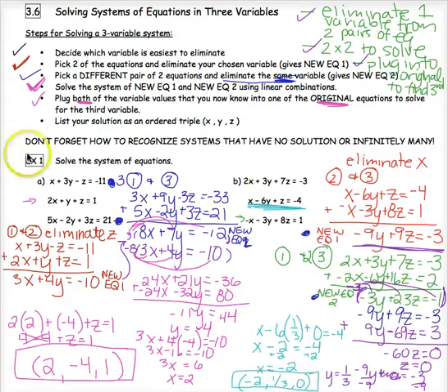Now, I put here, don't forget how to recognize systems that have no solution or infinitely many. This hasn't changed just because we're doing a 3 by 3. You will proceed with the steps like you always do. At any point, it could be in solving the 2 by 2, it could be when you're first trying to eliminate a single variable. But at some point, if your variables all drop out and you have a false statement, that means it's no solution. If your variables drop out and you have a true statement, that's when it's infinitely many.